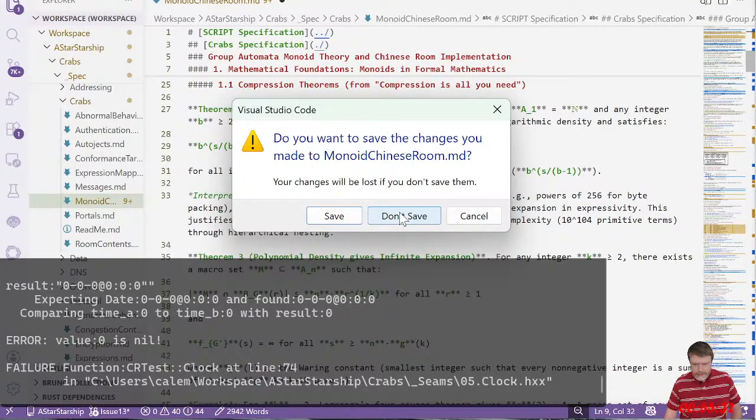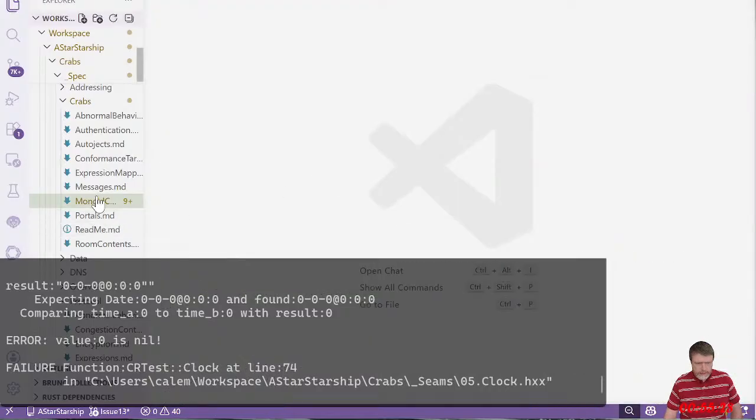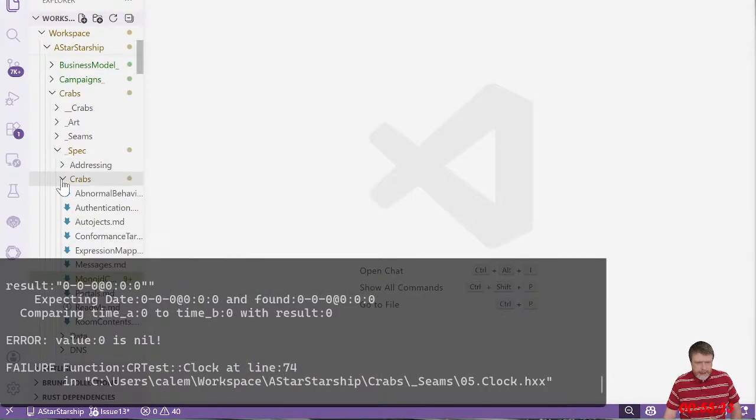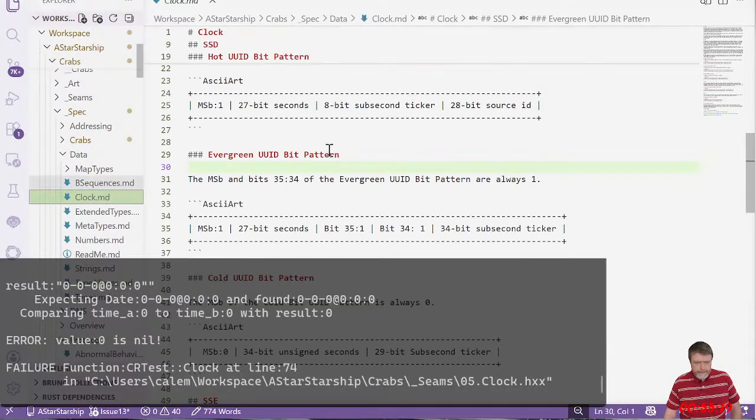What did I just do? No, what was that? So we've got to look at the data spec before I get sidetracked again. So we got the clock.